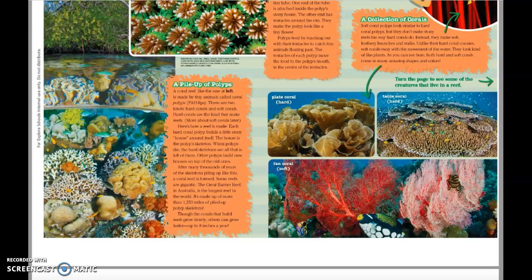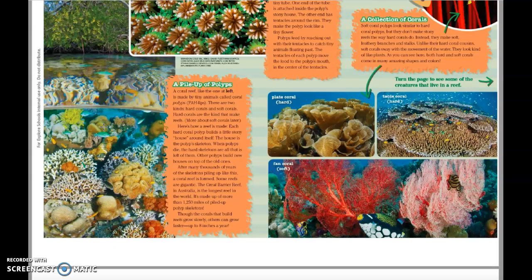When polyps die, the hard skeletons are all that is left of them. Other polyps build new houses on top of the old ones. After many thousands of years of the skeletons piling up like this, a coral reef is formed. Some reefs are gigantic. The Great Barrier Reef in Australia is the longest reef in the world. It's made up of more than 1,250 miles of piled up polyp skeletons. Though the corals that build reefs grow slowly, others can grow faster, up to 8 inches a year.